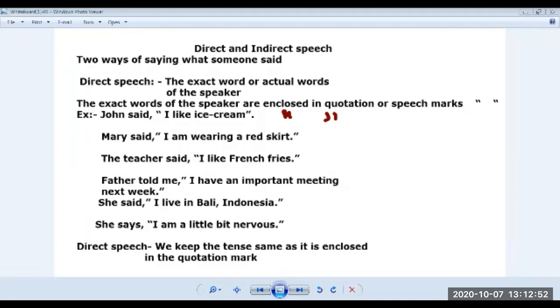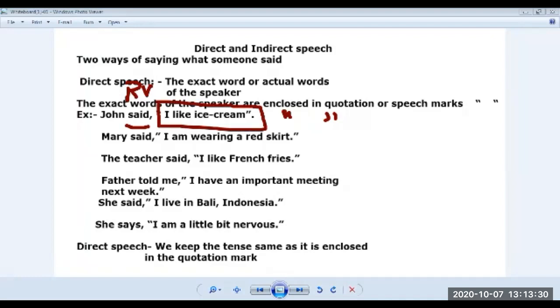Now, in this example, John said, "I like ice cream." The speaker here is John, and these are his real words, his direct words, actual words. We have to focus here: this is called the reported verb, RV, and this is your reported speech.